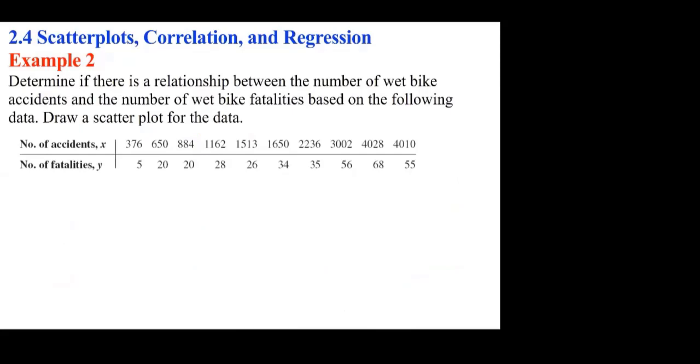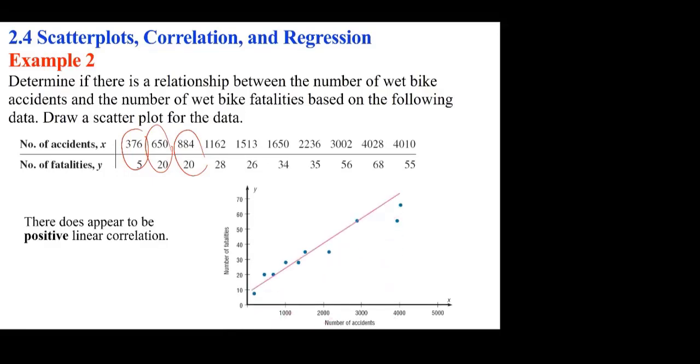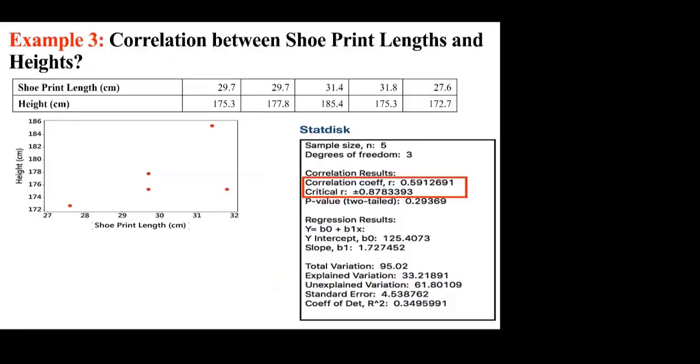All right, we want to see if there is a relationship between the number of wet bike accidents and the number of wet bike fatalities based on the following data. Plotting the pairs shouldn't be a big deal. We can plot those pairs. This is X and Y. This is another X and Y. This is another X and Y. And when we plot those, there seems to be a positive linear correlation according to the scatter plot. Again, this will be discussed with more details in later chapters.